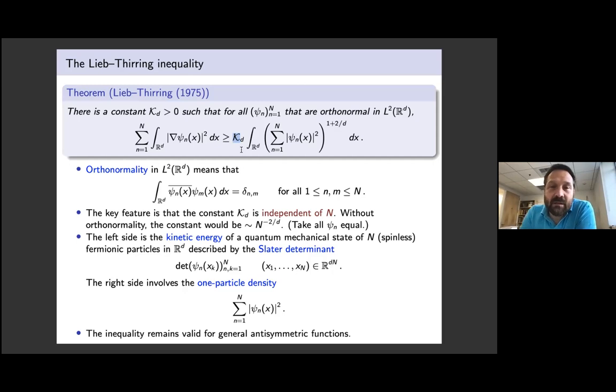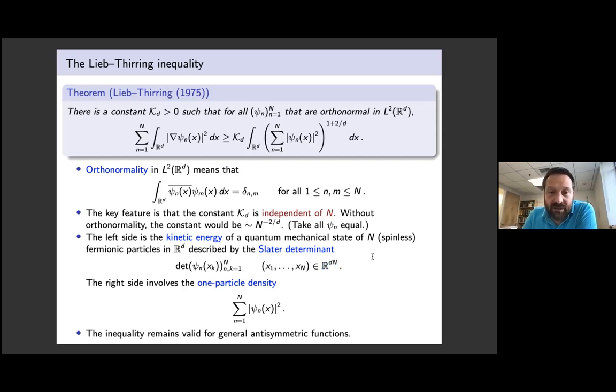Now, what's the physical meaning of this inequality? Why did Lieb and Thirring back in 1975 come up with this inequality? And why has it proved to be so useful since then? So what you want to think of is the Slater determinant formed by these functions psi n. That defines an antisymmetric wave function on R^(dn), and that describes n spinless d-dimensional particles.